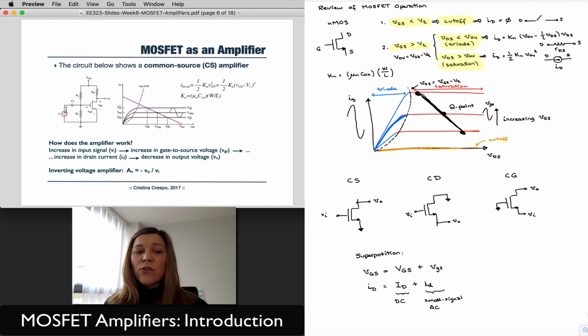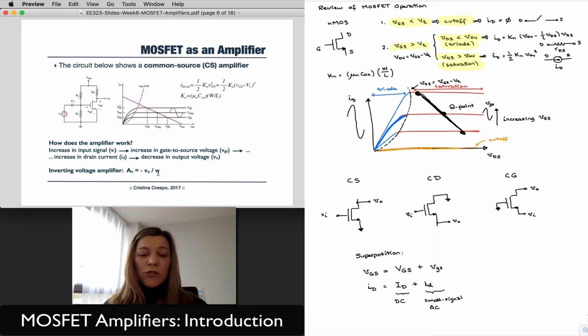And so that's how an increase in input voltage gives me an increase in drain current, which gives me a decrease in output voltage. Because of the opposing nature of the change in input voltage and output voltage, we say we have an inverting voltage amplifier, where the gain of the amplifier is going to be equal to negative Vout over Vin. And notice these are small signals, so this will be the change in Vout over the change in Vin, not taking into account the DC portions. And that's it for the review.